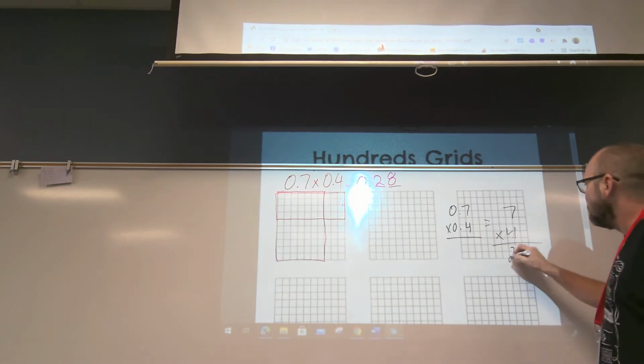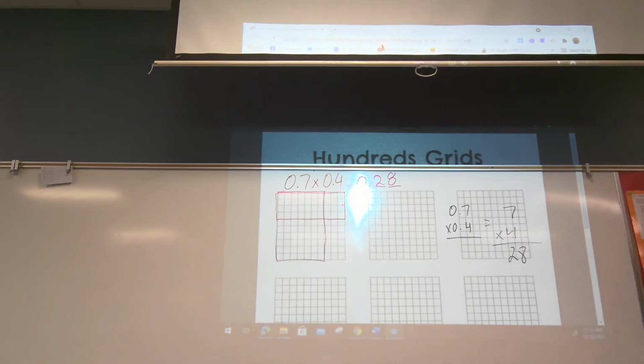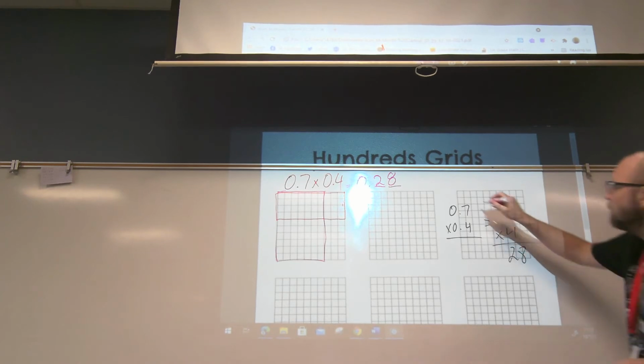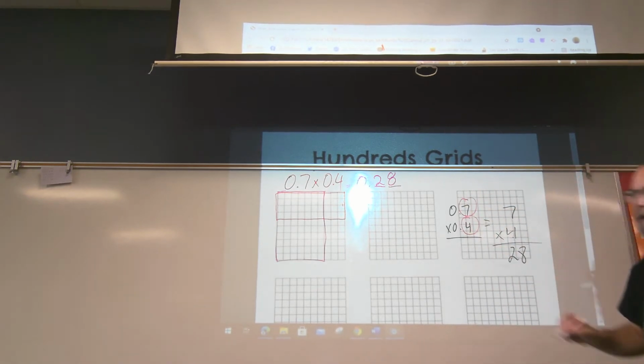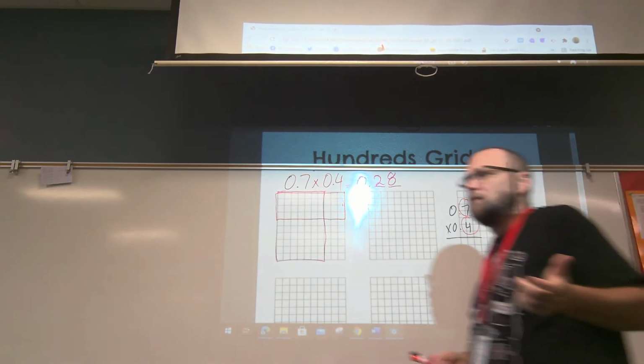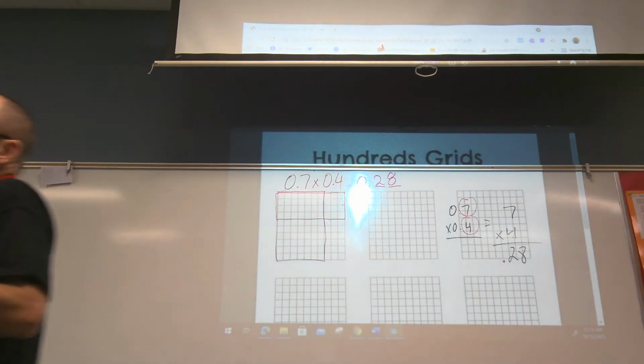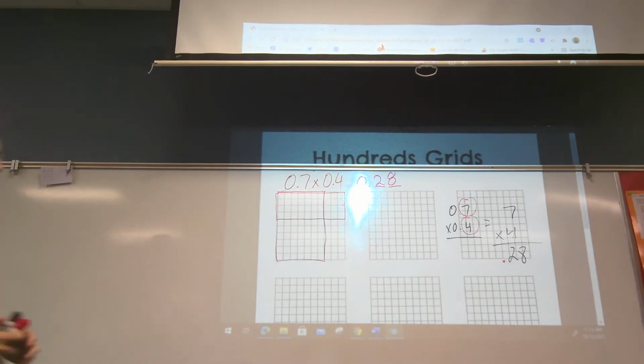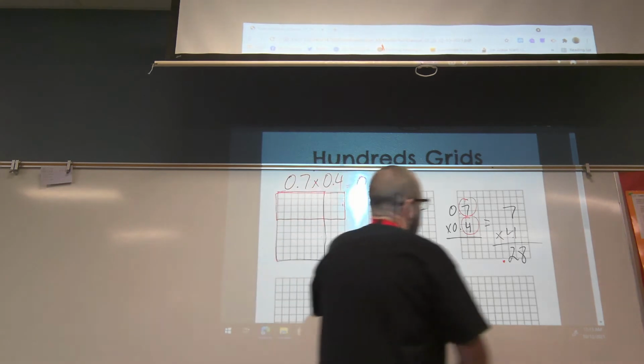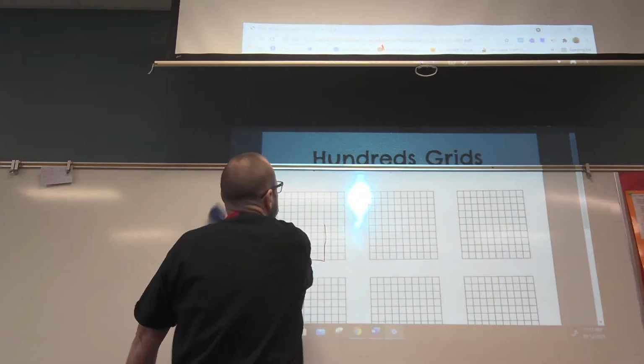And then you multiply. 7 times 4 is 28. Then I go back. This is jumping ahead here. Then I go back and I find out how many numbers are behind the decimal point in the problem. And that's how many are behind it in the answer. So really, once I get into multiplying decimals using the standard algorithm, it is easy peasy raw chicken squeezy.